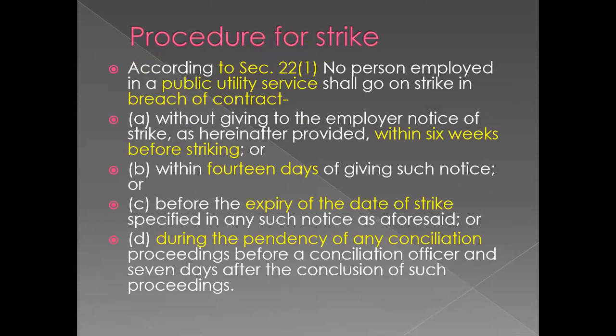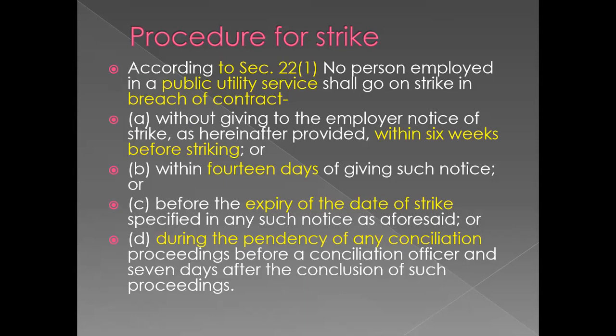Now let us talk about the procedure for strike. It is mentioned in Section 22(1). In this, no person employed in a public utility shall go on strike in breach of contract. At times of breach of contract, no strike should take place. Without giving prior notice of the strike, as hereinafter provided, within six months before striking or within 14 days of giving such notice, before the expiry of the date of the strike specified in the notice, or during the pendency of conciliation or adjudication proceedings, there should be no strike.